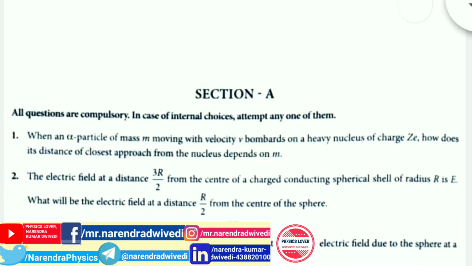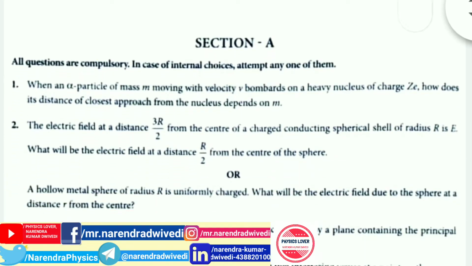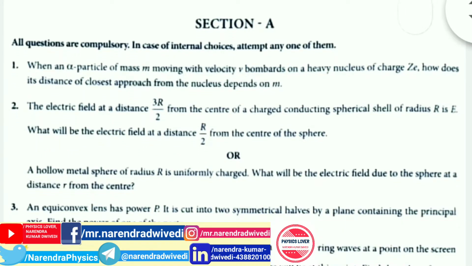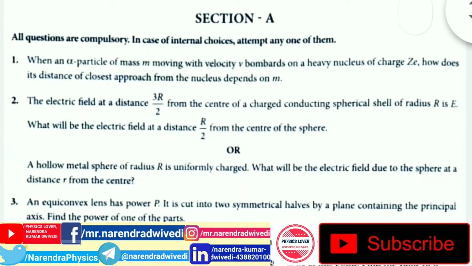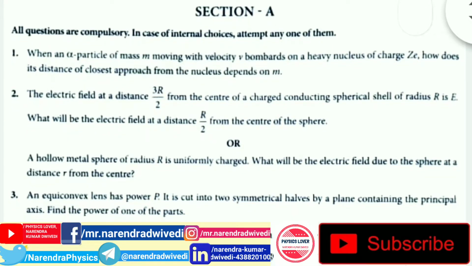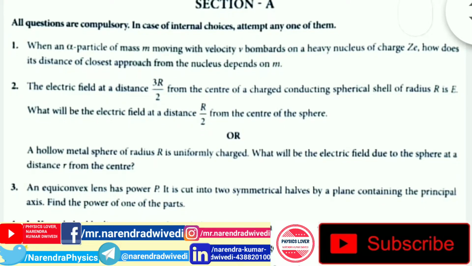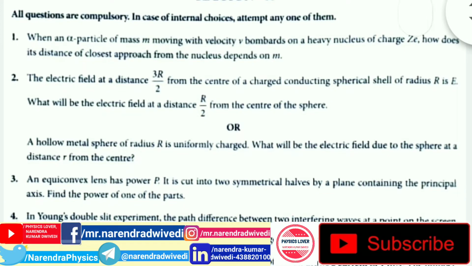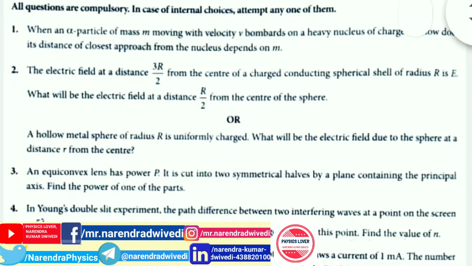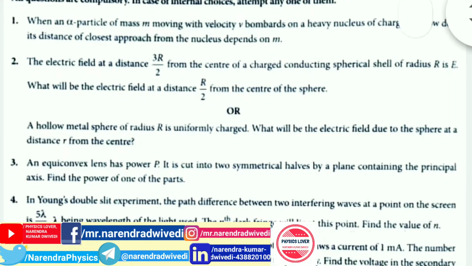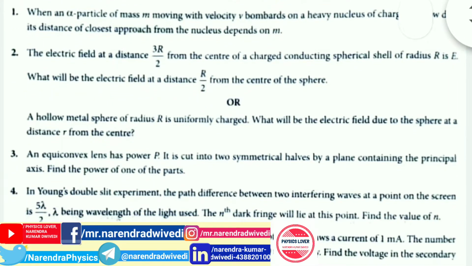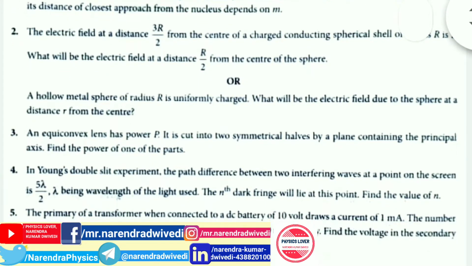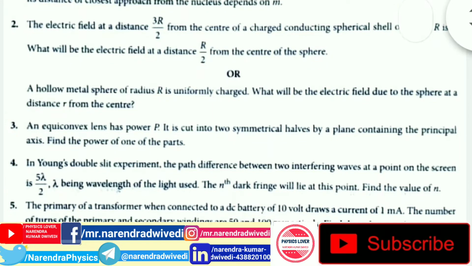Optional question. A hollow metal sphere of radius r is uniformly charged. What will be the electric field due to the sphere at a distance small r from the center? Question number 3. An equiconvex lens has power capital P. It is cut into two symmetrical halves by a plane containing the principal axis. Find the power of one of the parts.